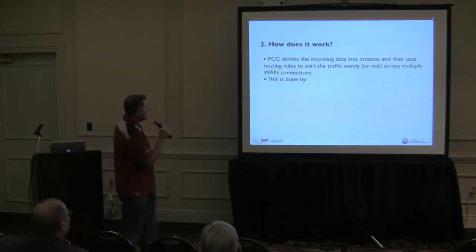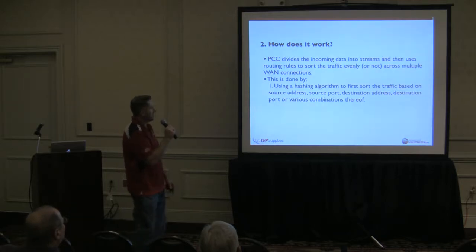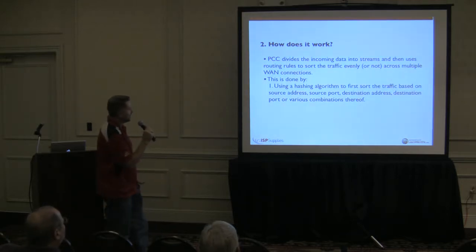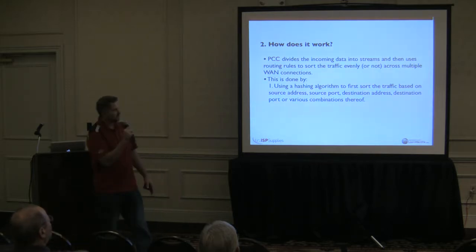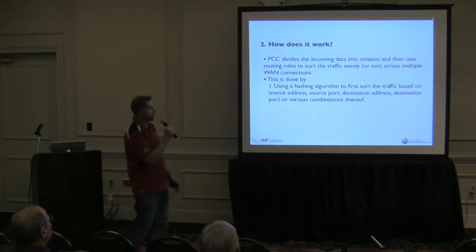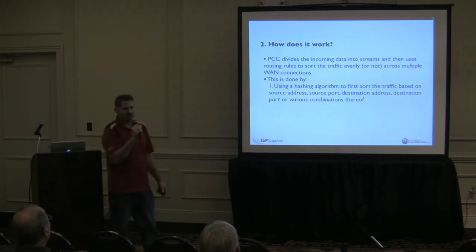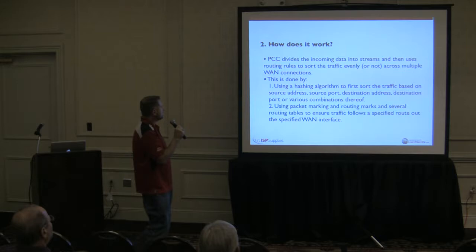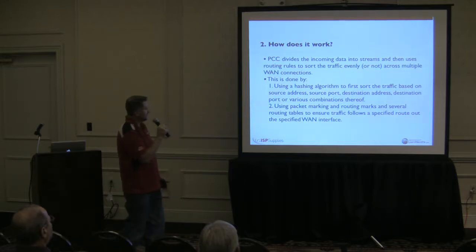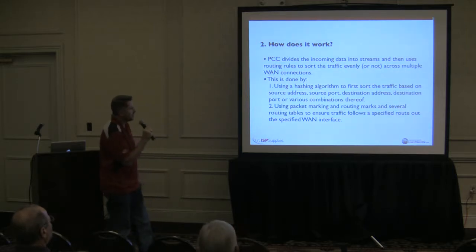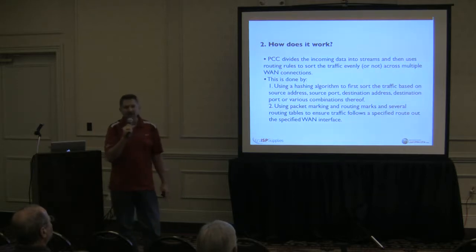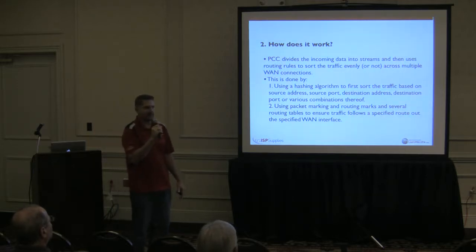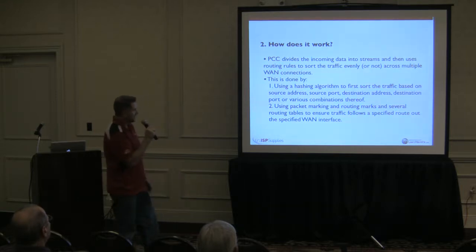And this is done by, one, using a hashing algorithm that sorts the traffic based upon source address, source port, destination address, destination port, or a lot of different combinations of all those things. More on that later. Secondly, we will use a packet marking scheme and a routing mark and several different routing tables to ensure that traffic flows out the connections that we want it to flow out in an even manner.